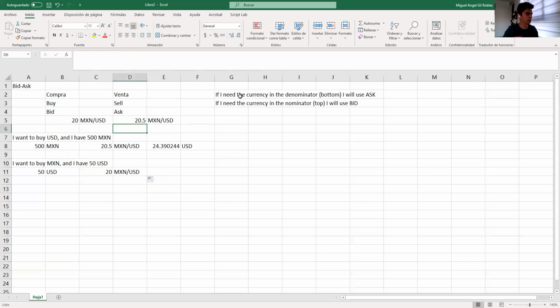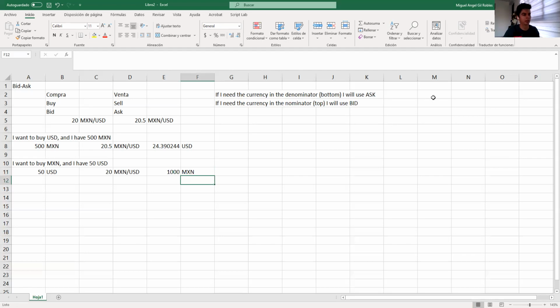So I hope this helps you when you think about which rate to use, bid or ask. Follow these rules. I think this simplifies a lot. And now the question is, should I multiply or divide? I have dollars on top, dollars at the bottom. I need to multiply. This is 1,000 pesos.